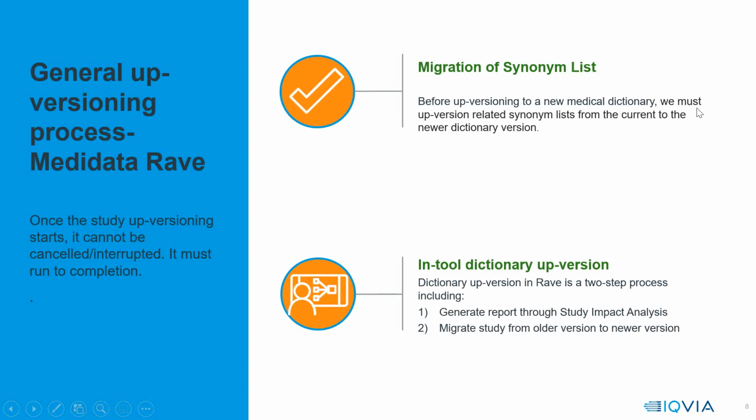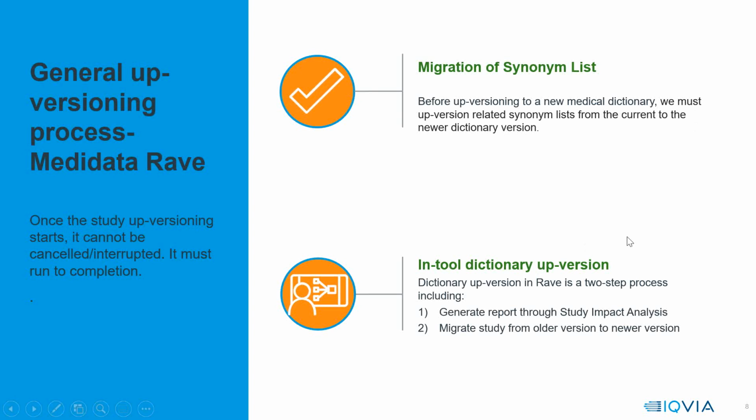Next is to generate a report through study impact analysis. There is also a facility to generate a report through the study impact analysis. This report details if and how the existing coding decisions will change when you migrate a study from one dictionary version to another. So once this is done, we can go ahead and migrate the study from the older version to the newer version. So there is a challenge.